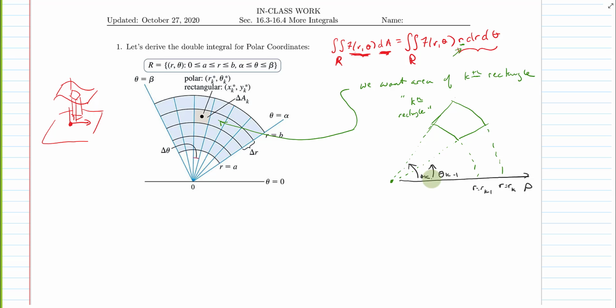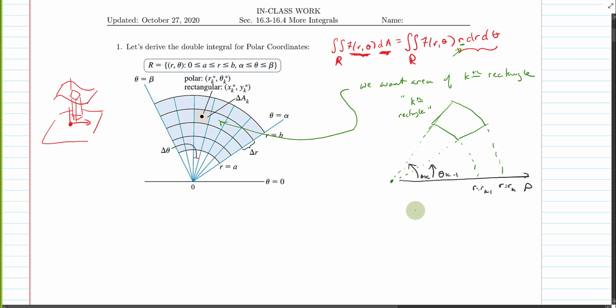Again, because it's not rectangular, I can't simply take delta theta k and multiply it by delta r sub k, don't write this down, because that would only work if this were a true rectangle where you could truly take length times width.